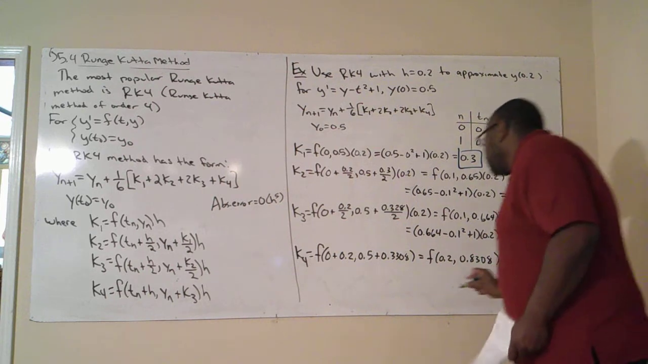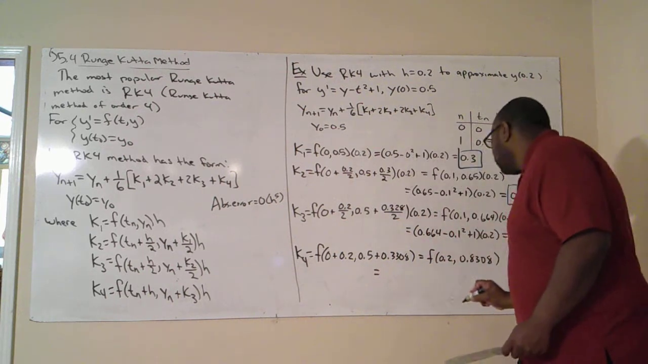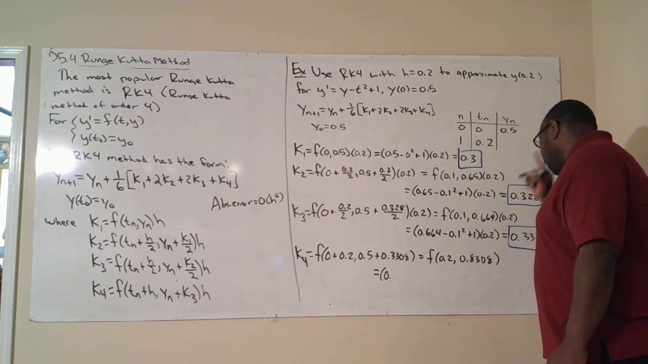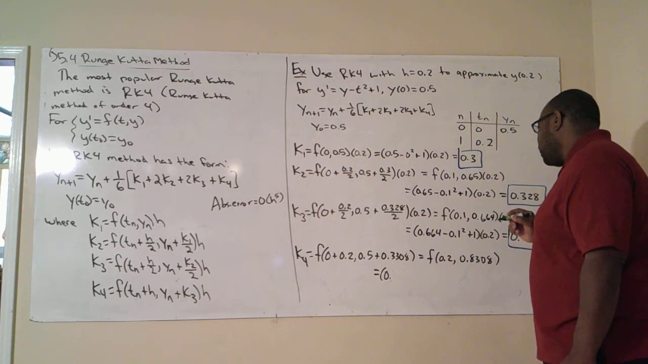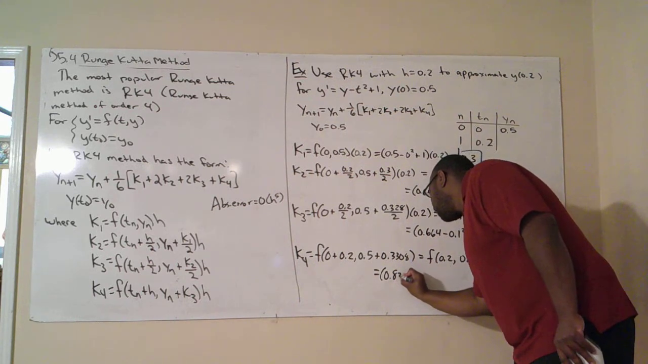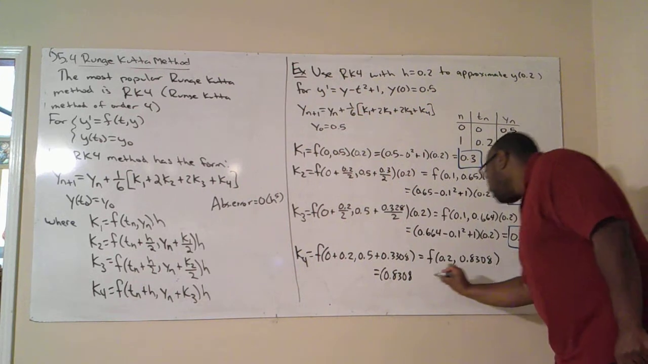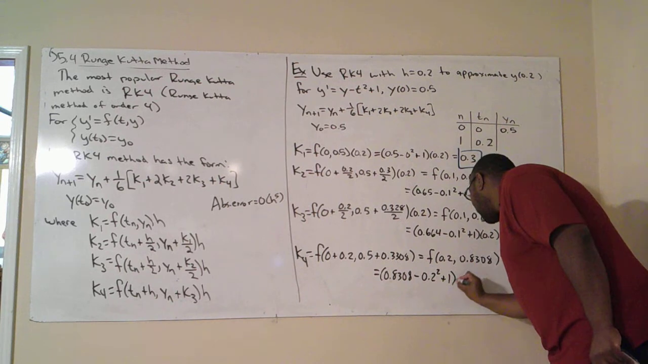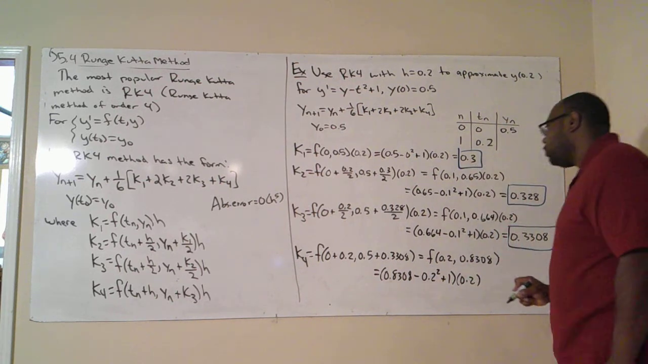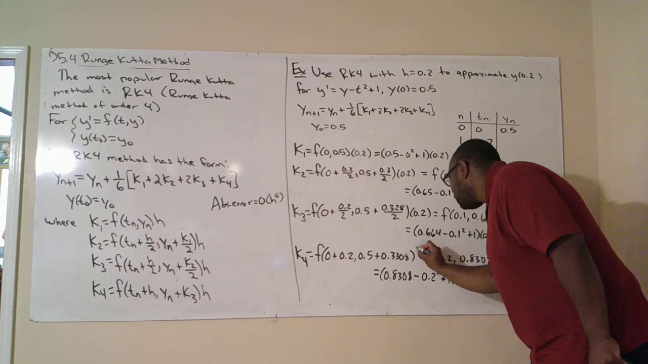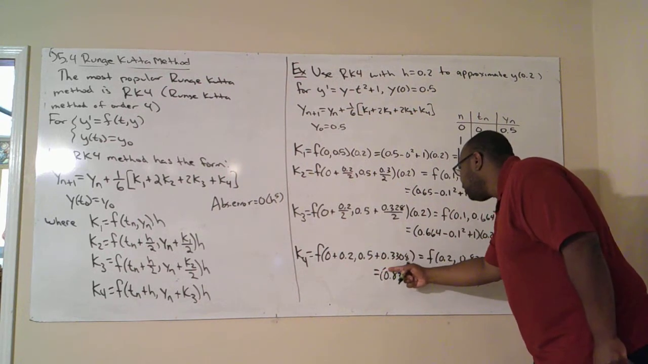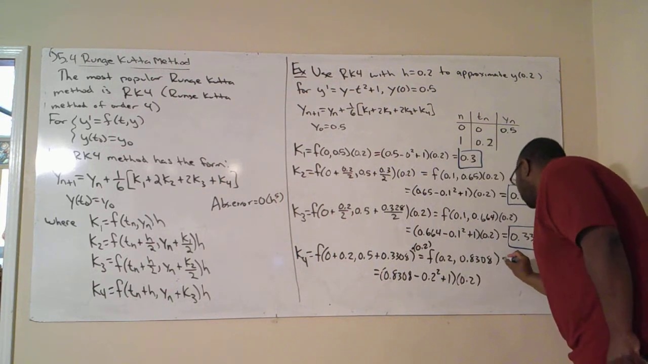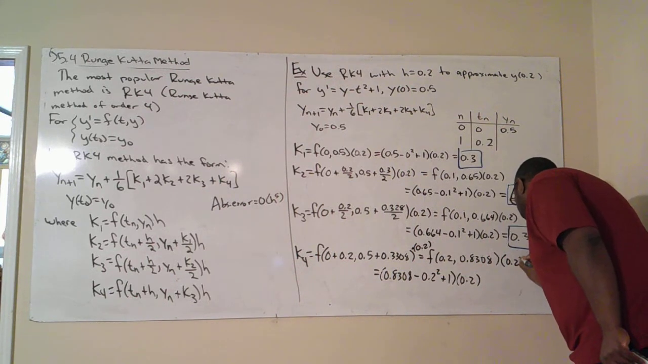And what happens when we do this one? Plug this one in. My T is 0.2, my Y is 0.8308, so I get 0.8308 minus 0.2 squared plus 1 times 0.2. Oh, I forgot my H. Thank you. That's right. So this K4 is going to be this times 0.2. So this should be times 0.2 as well. Sorry about that.